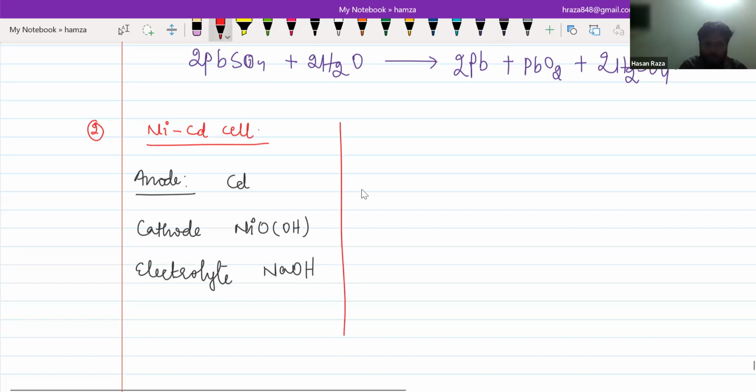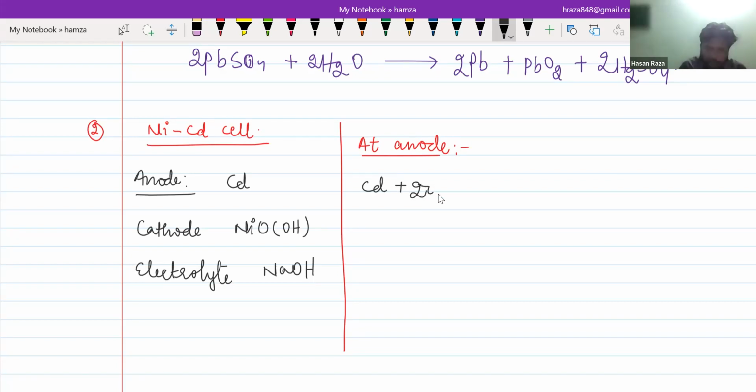So there will be oxidation at anode and there will be reduction at cathode. And when you are going to add this reaction at anode and cathode, you will get net cell reaction. And that will also be the reaction for discharging. And if you are going to reverse that net cell reaction, that will be the reaction for charging. So it's very easy. So at anode, it will be cadmium react in the presence of base 2OH minus, and it loses electrons. That means oxidation takes place. So here it will be Cd(OH)2 plus 2 electrons.